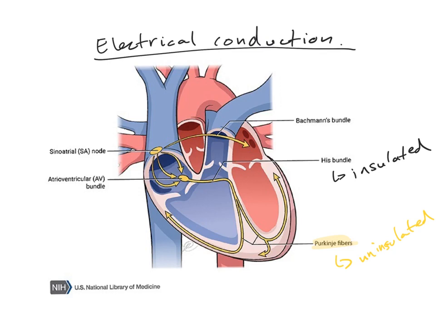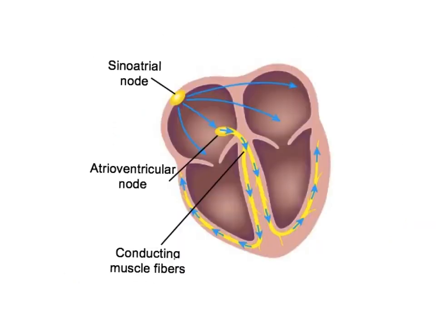Okay, so bundles of His are insulated fibers around the outside walls of the heart, across the septum, and your Purkinje fibers run along the walls of the ventricles and are uninsulated fibers, and their job is to pass that electrical signal on. So, as the signal originates from the sinoatrial node, it passes across the atria, allowing the atria to contract. It then reaches the atrioventricular node and is held there for a little bit before it passes down your bundle of His and Purkinje fibers.